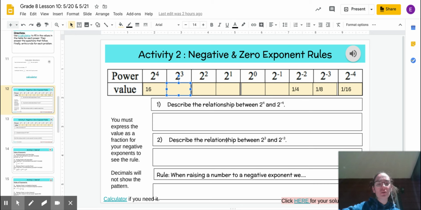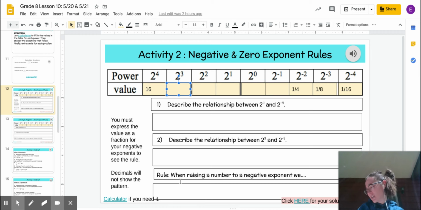Then you need to describe the relationship between 2 to the 4th and 2 to the negative 4th, 2 to the 3rd, 2 to the negative 3rd. Write it out here. It's going to be a similar rule, but you need to make sure that you write it out in both boxes. Then you say, when you're raising a number to a negative exponent, what happens? If you need to look ahead at slide number 15 to help you with that one, that's fine. Please go ahead and do that.